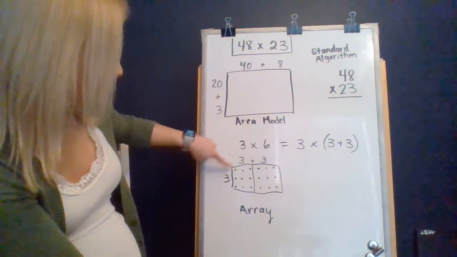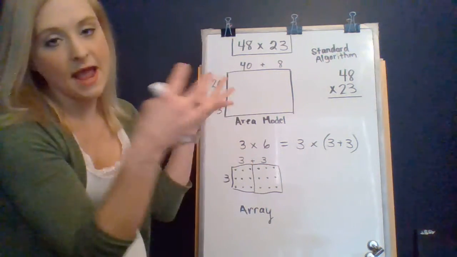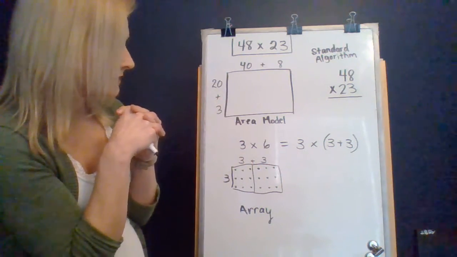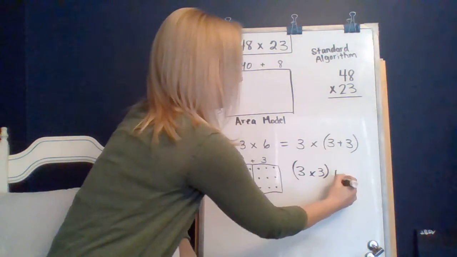So kids would see 3 times 3 is 9. And 3 times 3 is 9 again, and then add them together. So basically, we end up with 3 times 3 plus 3 times 3.